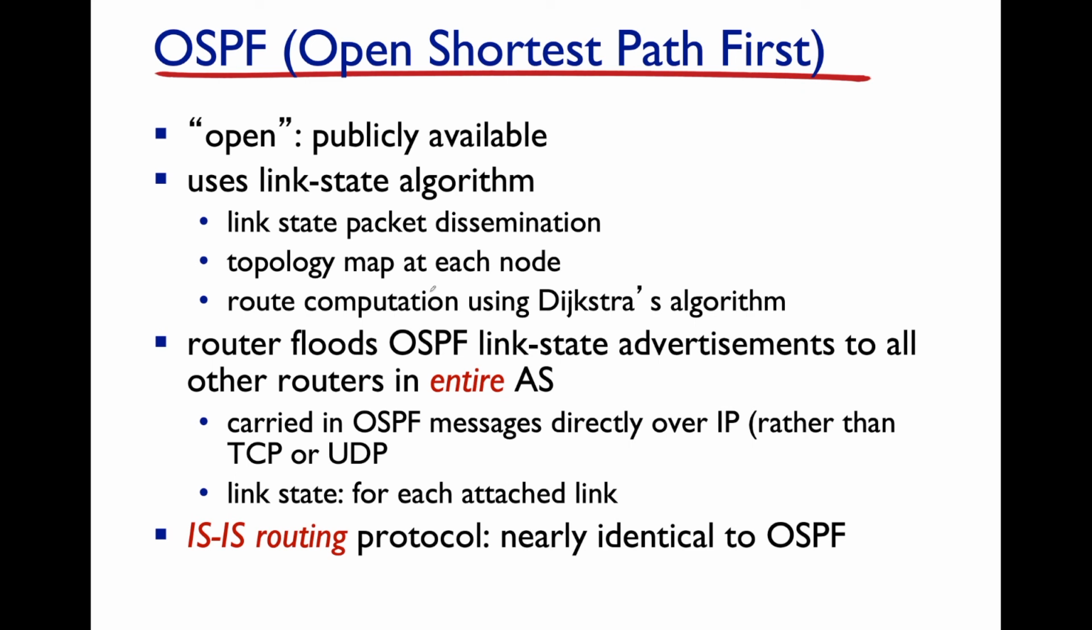And so there's so-called link state packet dissemination, and you establish the topology, the set of all of the edge weights in the network at every single node. And the computation of routes is done using the same Dijkstra's algorithm that we talked about for link state routing. Now, the router in OSPF floods link state advertisements to all the other routers in the entire autonomous system. So they literally shout out around the network this link state information prior to running Dijkstra's algorithm to establish the path at each node in the network.